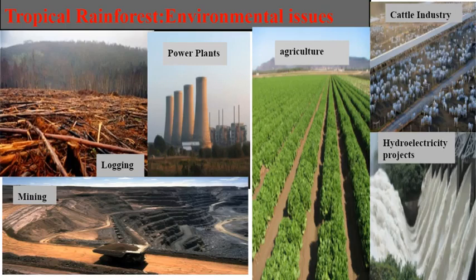So there are many environmental impacts that are really hurting our tropical rainforests. As you can see here, logging has a big impact as we are cutting down trees that are between 350 to 500 years old, which is providing wood. Then we also have mining, which is looking for coal, diamonds, as well as other ore. We also have power plants, agriculture, the cattle industry, as well as hydroelectricity projects, and all of these are decreasing the amount of tropical rainforest every single year, like we mentioned.